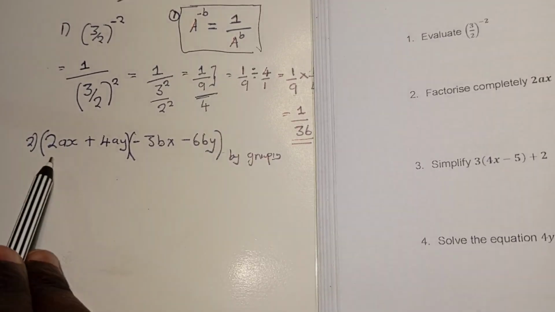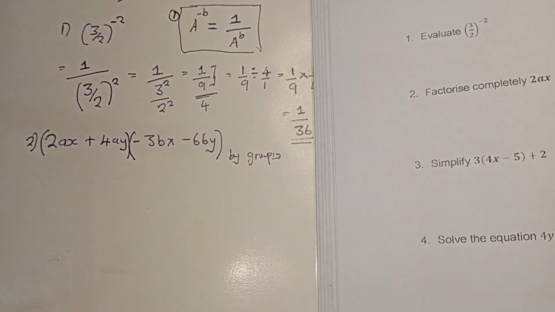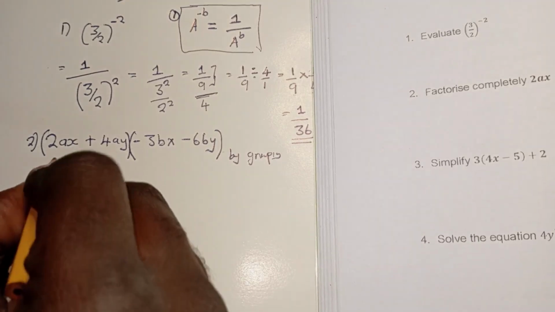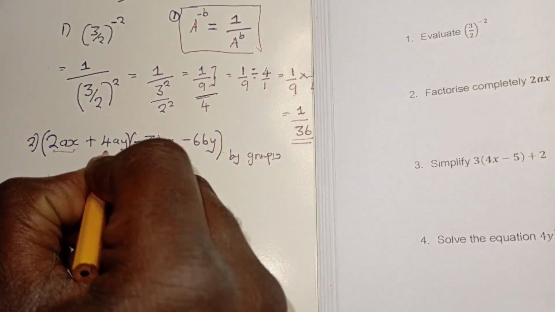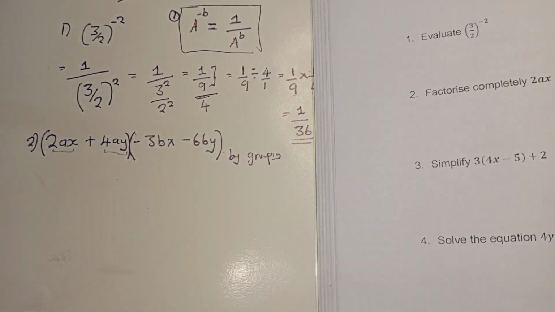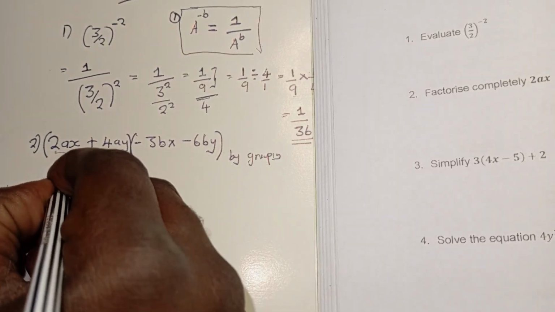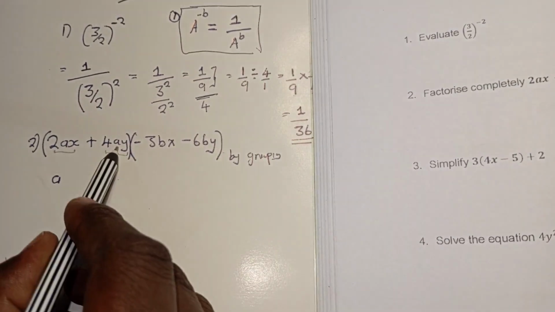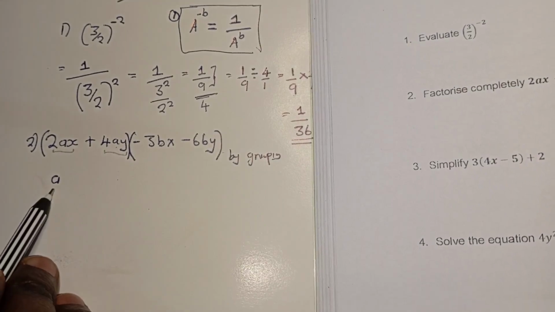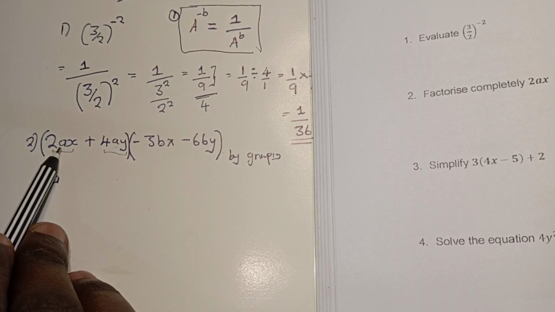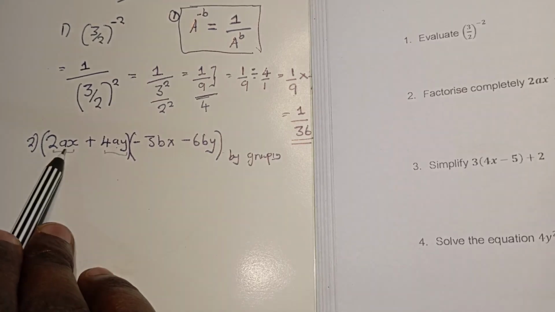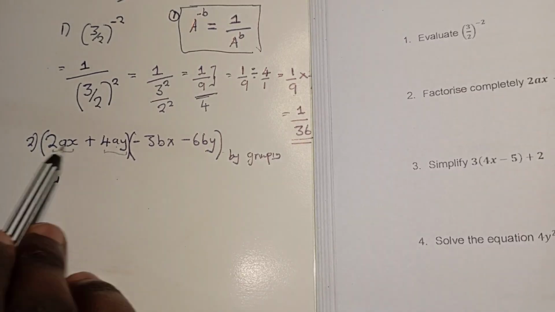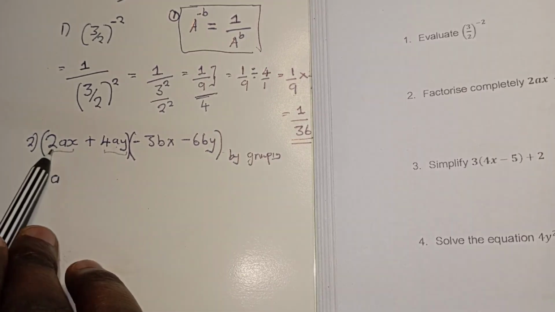Factorizing, you're just looking at what is common in each part. Here you can see that a happens to be common. It's found there and there, so you factor it outside. That's how you factorize. A is common here, but you also notice that the numbers can go into each other.